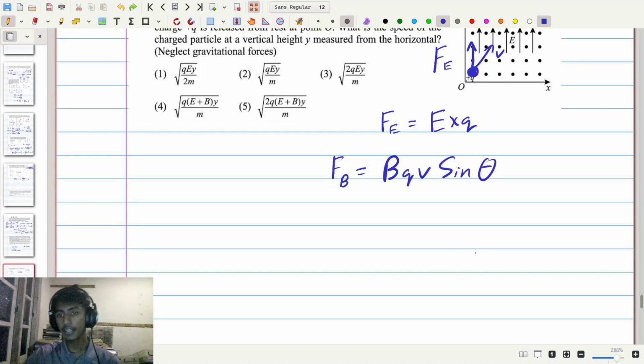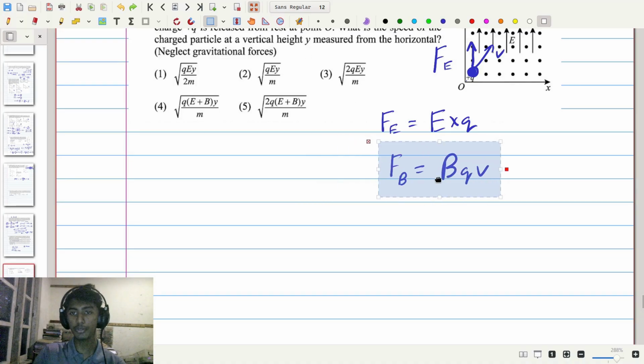So, instead of theta here, we can substitute in sine of 90 degrees. Now here, since the sine of 90 is equal to 1, we just get BQV times 1, or simply BQV. And therefore, FB here is equal to BQV.